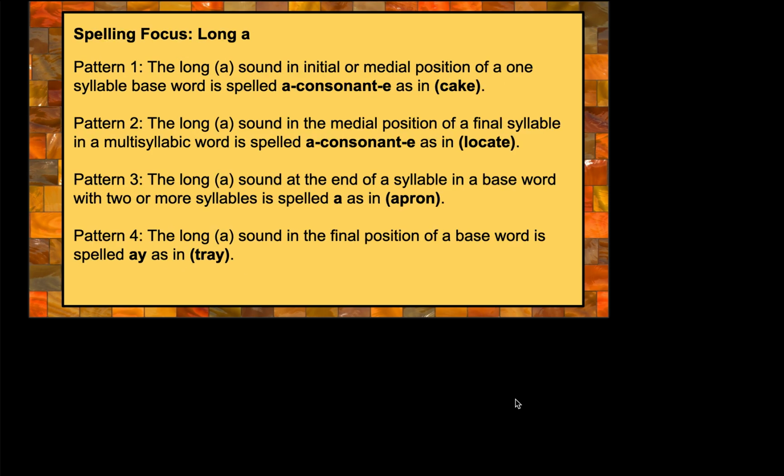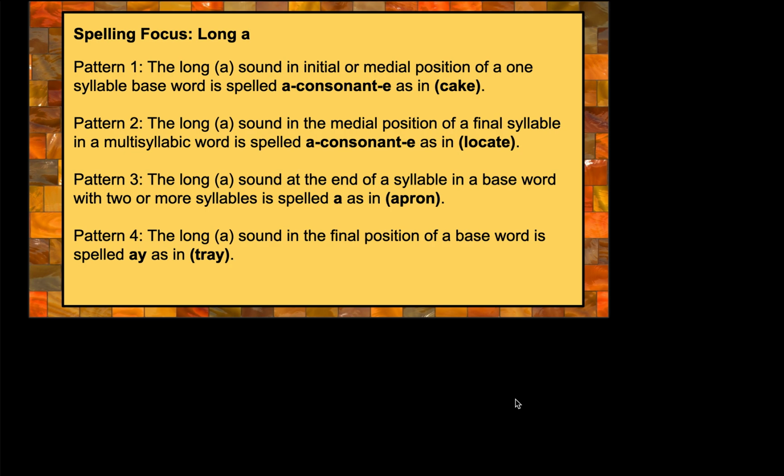There are several patterns that we follow when we are spelling words that have the long A sound. We are going to focus on four of those patterns this week, and we will also have some irregular words added to our list of 10 words as well. The first pattern says the long A sound in the initial or medial position of a one syllable base word is spelled A consonant E, as in cake.